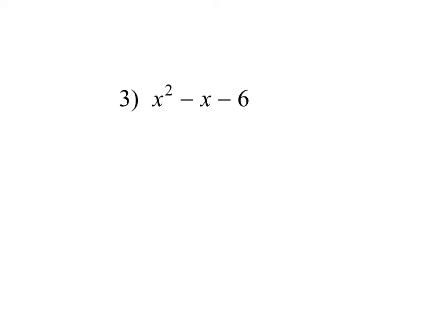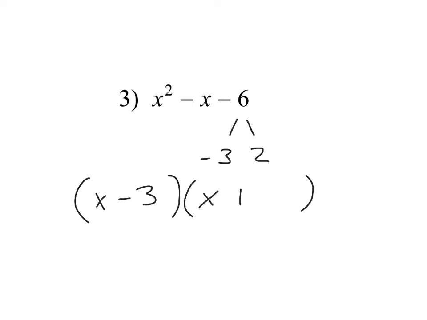So we need two factors of negative 6 that add up to negative 1. So what are our factors going to be? Negative 3 and 2. Perfect. So what do we do with that? So we need our parentheses. What goes in the first parentheses? X minus 3 and x plus 2.